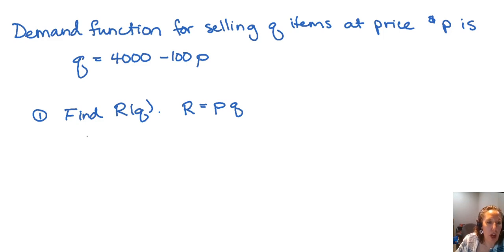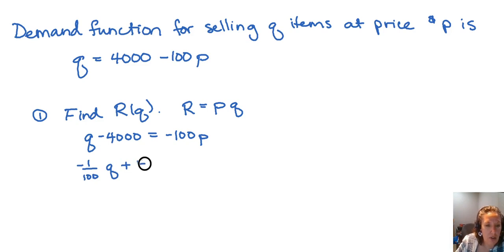If we solve this for price, we'll subtract 4,000 and we'll divide by negative 100. So Q divided by negative 100 will be negative 1 over 100Q. Negative 4,000 divided by negative 100: negative divided by negative is going to give us a positive, and 4,000 divided by 100 is 40. Gives us our P. We're only having to solve for this because we don't know what our price is in terms of our quantity.